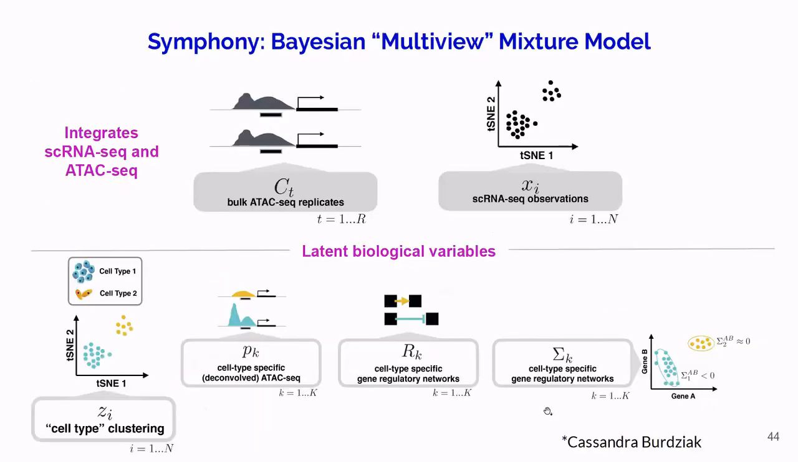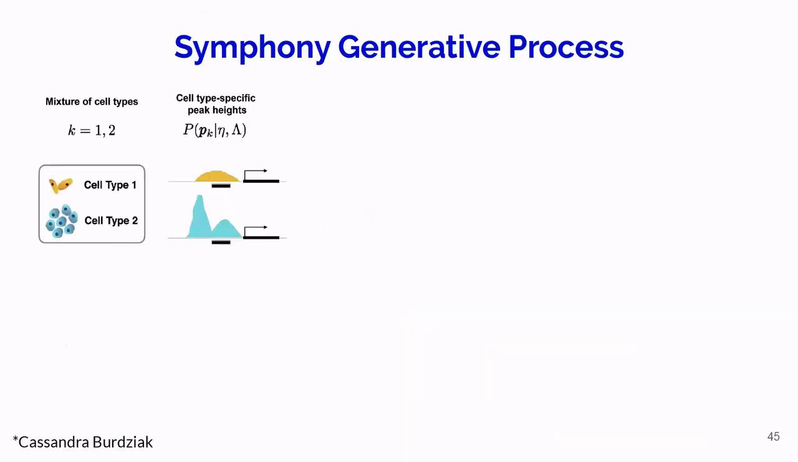So we had to develop a method that not only deconvolves the bulk ATAC-seq profile, the accessibility profiles to cell type specific profiles, but we also wanted to combine these with the single cell expression data, specifically the co-expression patterns between genes to infer gene regulatory networks that are specific to cell types. And the way we did this was developing a method with Cassandra Borziak called Symphony, which is a Bayesian multi-view mixture model. I'll briefly go over the generative process.